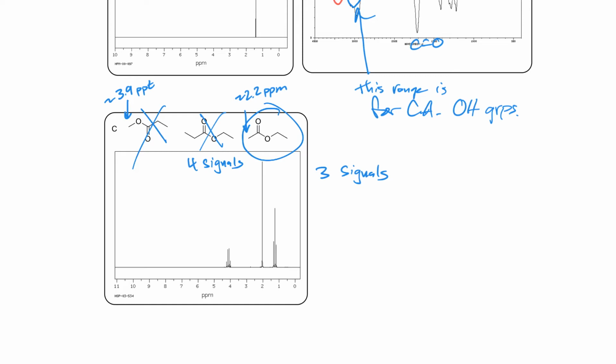And basically I wanted you to say something about how 4 signals rules out the middle one, and how one of these peaks, either one, doesn't matter, or both, helps you rule out the rightmost molecule.